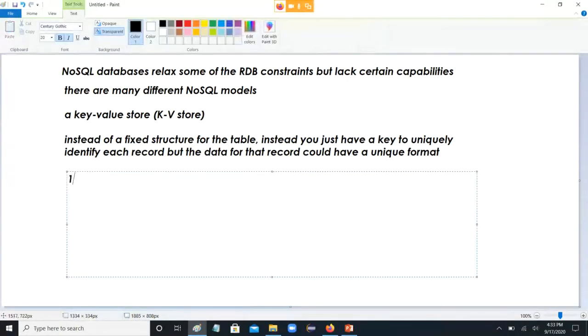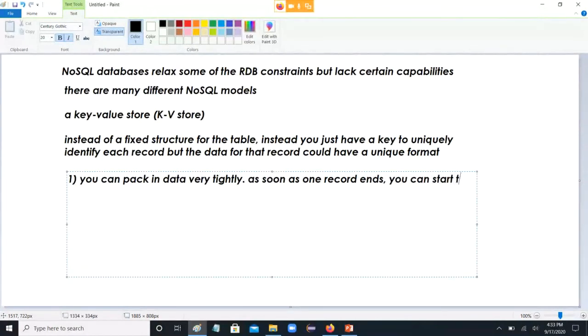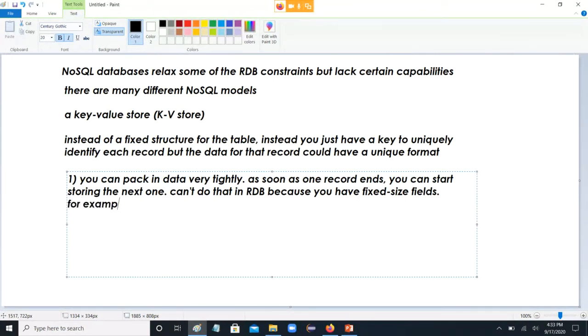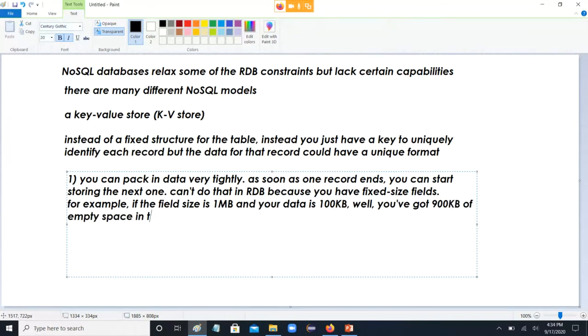So the good thing is you can pack in data very tightly, right? Basically, as soon as one record ends, you can start storing the next one. Can't do that in relational databases because you have fixed size fields. Okay, so for example, if the field size is 1 MB and your data is only 100 kilobytes, well, you've got 900 kilobytes of empty space in that record.